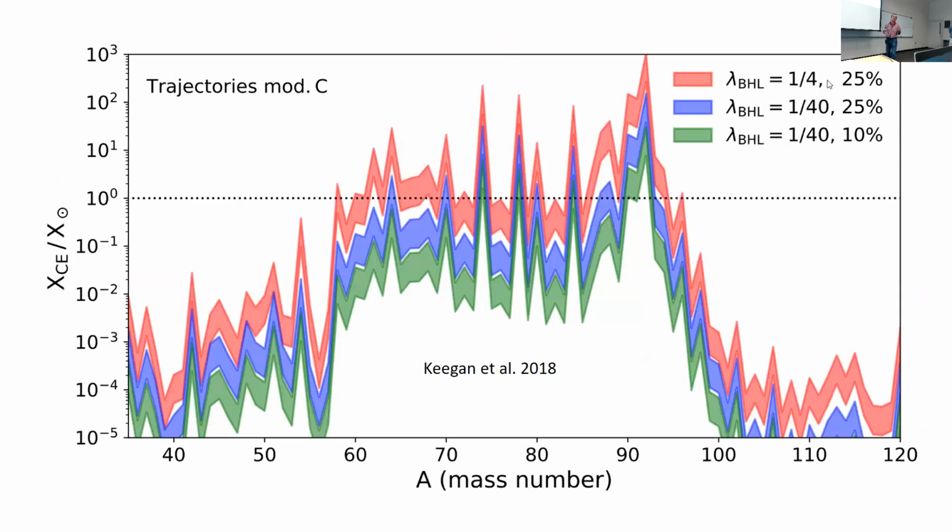You need the entropy to be above about 50,000 Boltzmann constant per nucleon to avoid the neutrino cooling. That's the thing with Thorne-Zytkow objects: you need a very high entropy. And remember, a normal star is 50.